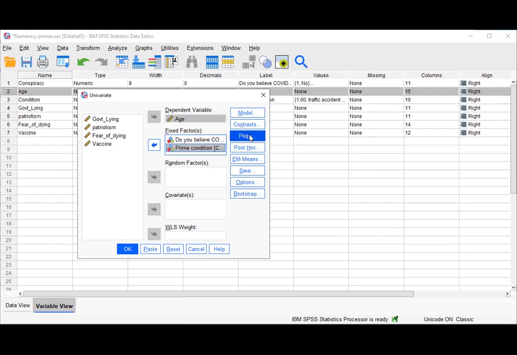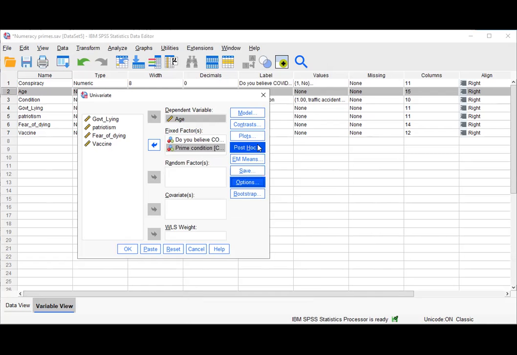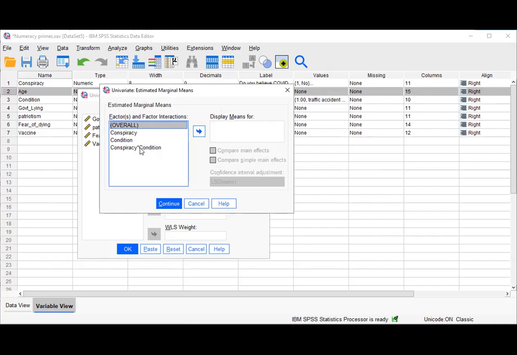Then we can do various things just like we did with our regular ANOVA. First we're going to select Options. We're going to select descriptive statistics and estimates of effect sizes, just like we did with regular ANOVA. We want to select EM Means, which is estimated marginal means, and we're going to put everything in there: overall, conspiracy, condition, and the interaction, which is conspiracy times condition. Then we can hit continue. We can select compare main effects if we like, which is probably a good idea, and compare simple main effects if we want.